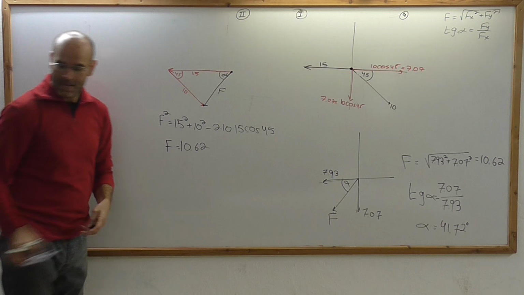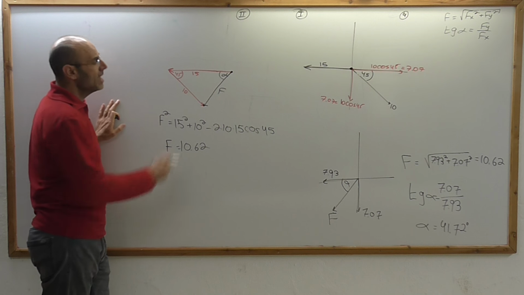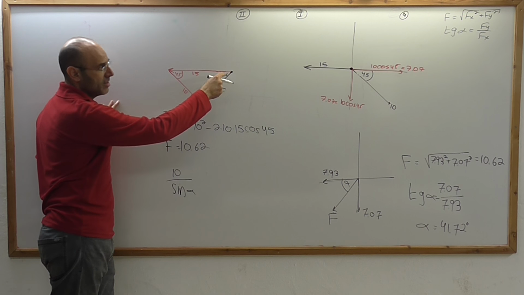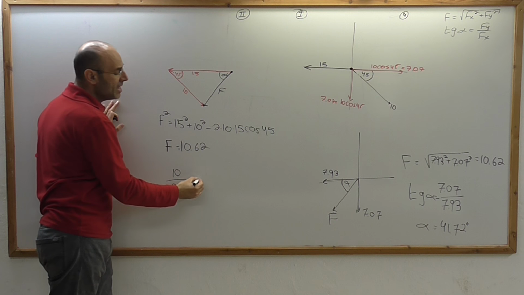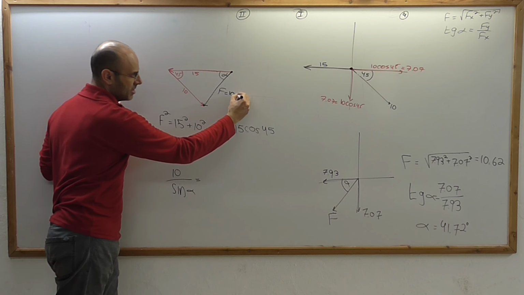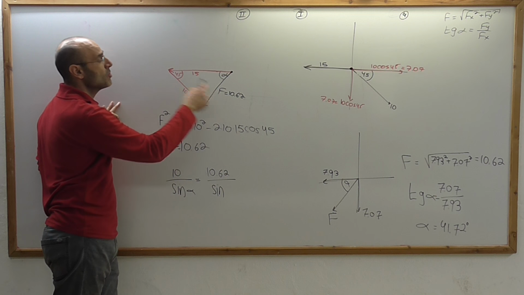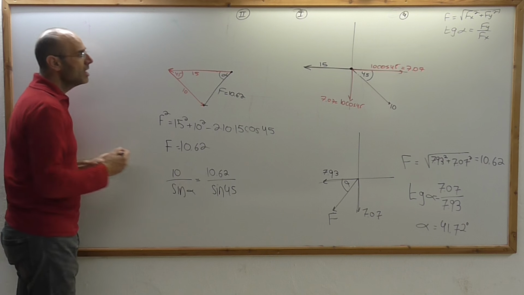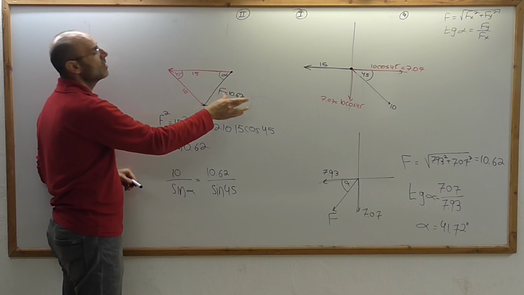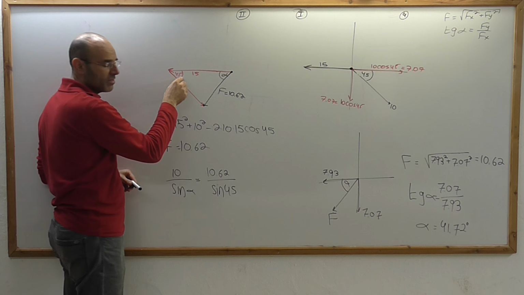10.62, exactly the same. Now to find the alpha, I need the sine law. The sine law says for every triangle, if I take the 10 and divide it by sine alpha, the sine of the angle opposite it, it will be exactly the same as if I take another side, say the f, which is 10.62, over the sine of the angle opposite it, 45. This is the sine law. It says side divided by the sine of the opposite angle, equal for any side. We choose this side divided by the sine of this angle.